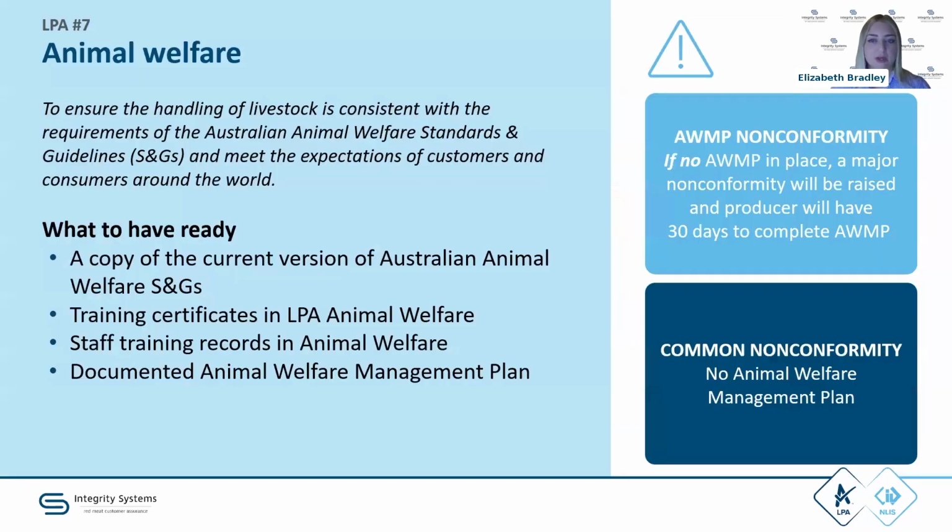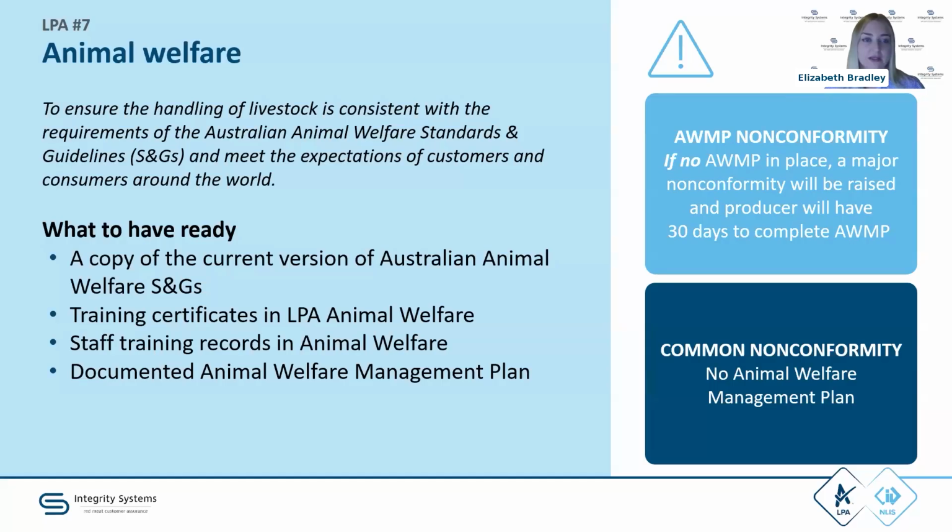And lastly, we can talk about animal welfare. So animal welfare in LPA is all around how we're meeting the Australian animal welfare standards. So realistically, it's not duplicating the Australian standards, it's referencing them and looking at how we're meeting those standards within the program. So the things the auditor will ask for is proof that you've got access to those animal welfare standards. They're free to download. We've linked them on our website. They're accessible. You can have them bookmarked, print them, whatever you like to do.